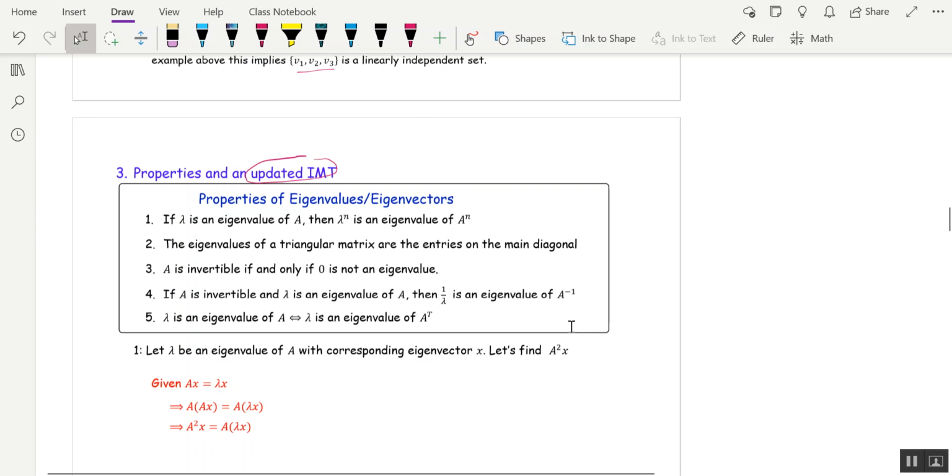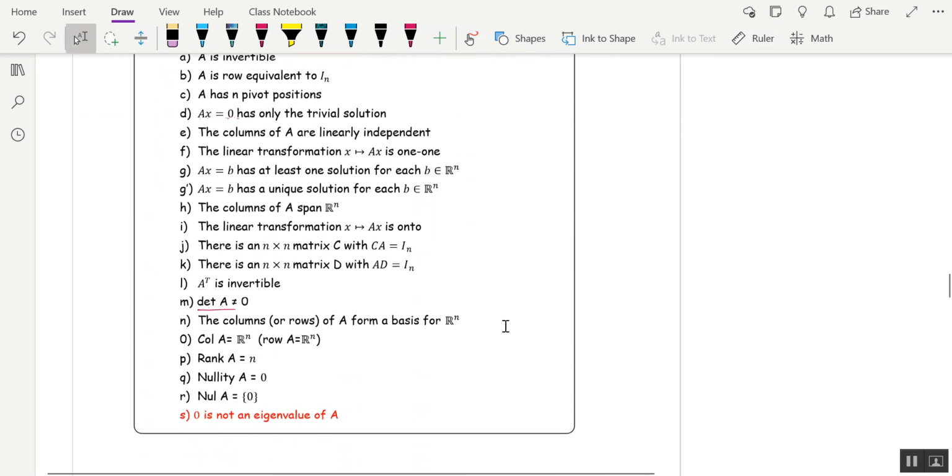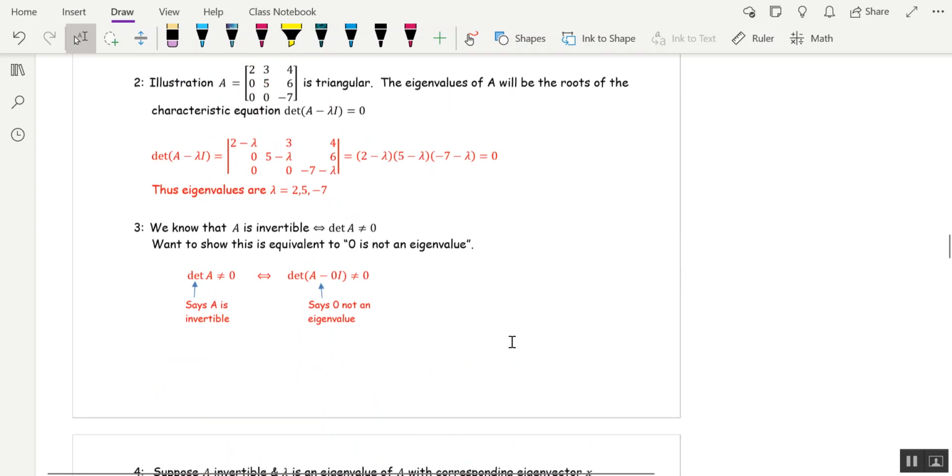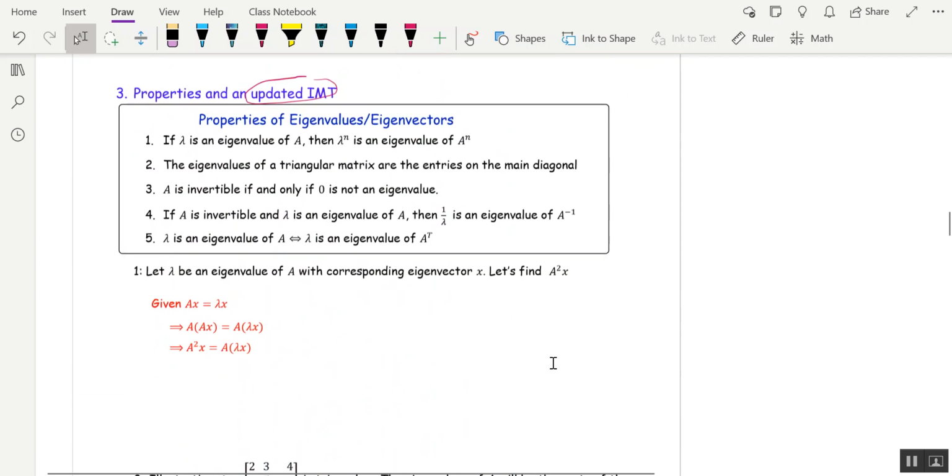Let's jump to our IMT. Given that 3 is true, our IMT, which is ever growing, gets one more entry: A is invertible if and only if 0 is not an eigenvalue of A. All right, so that was quick. Let's go back up here. If A is invertible and lambda is an eigenvalue of A, 1 over lambda is an eigenvalue of A inverse. And finally, A and A transpose have the same eigenvalues. Not eigenvectors, but same eigenvalues.